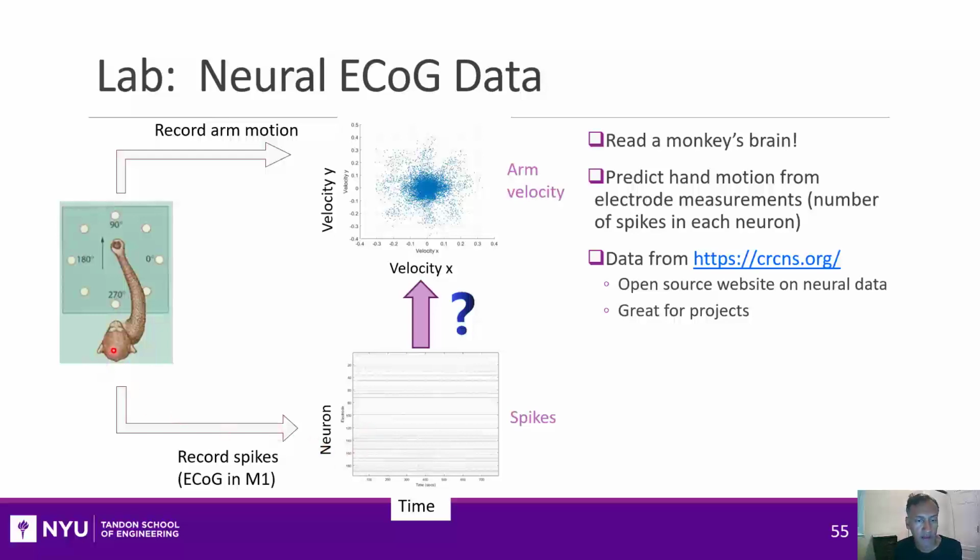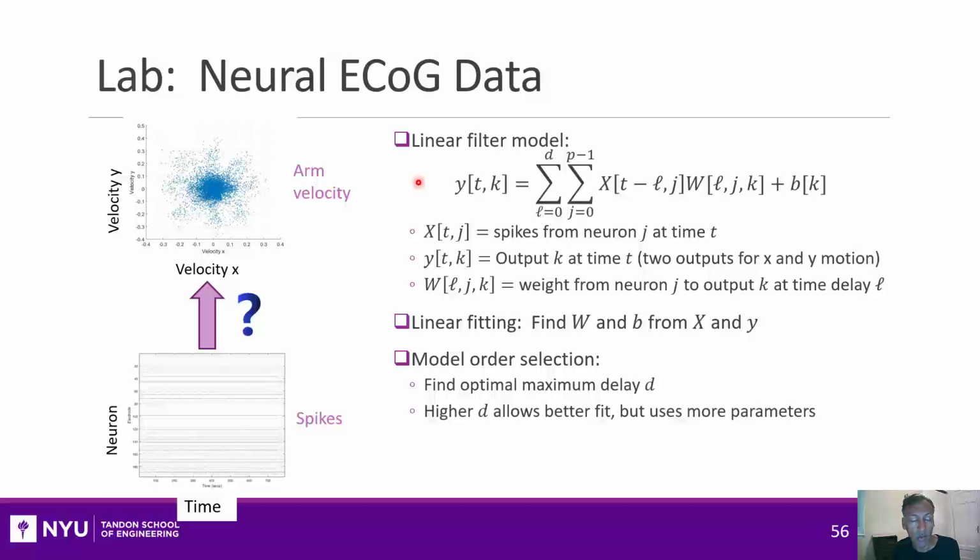At the same time, the monkey is doing what I call reaching tasks, and it's moving its arm around some area, and the velocity and position of the hand is being recorded. And what we want to see is if we could actually look at these neural signals and figure out the x and y velocity from these neural signals. In other words, we're kind of reading the monkey's brain. So that's pretty exciting.